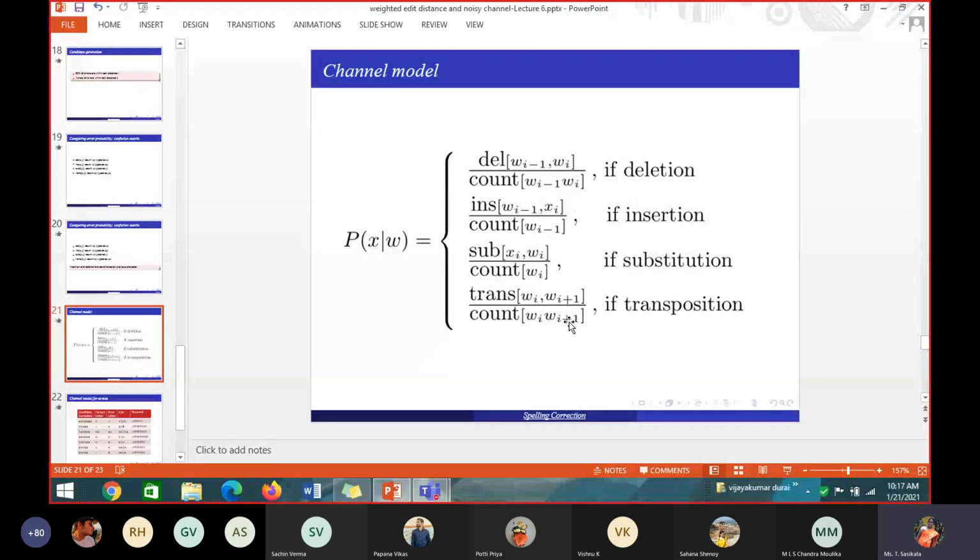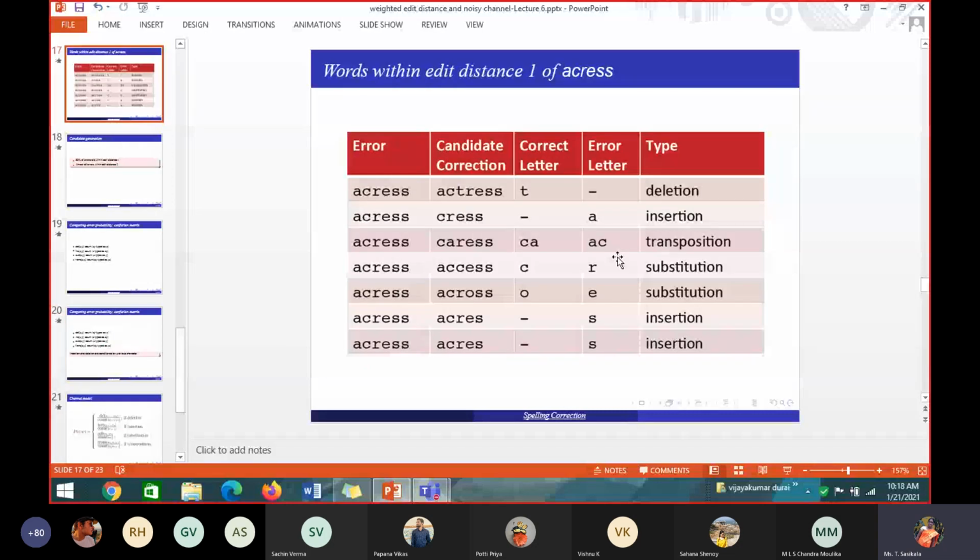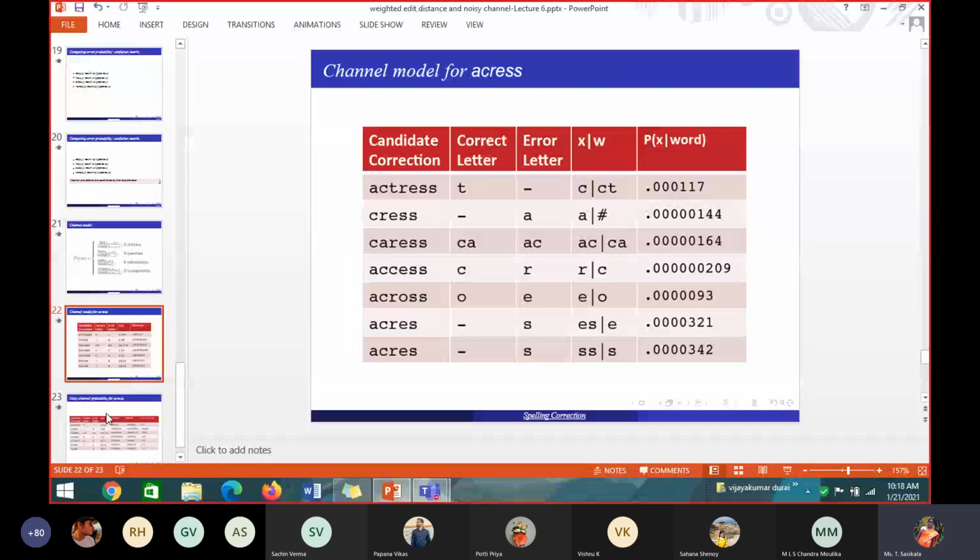Okay, see this example here. What are all the candidate words I have taken there? Till here we have already seen the first three columns in this table, yes or no? Corrected word, error word with type we have seen. The same thing I have put here. What are the candidate words we have seen in the previous slide for acress? These 7 words. And what are the operations? First one is deletion, second insertion, third transposition, then substitution, insertion. This is all we have seen there.